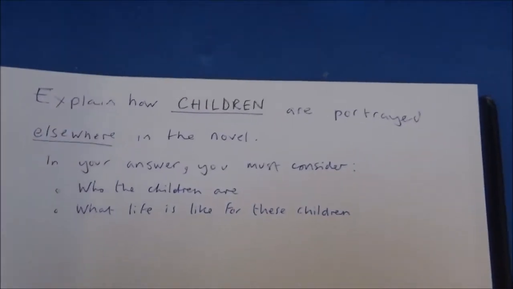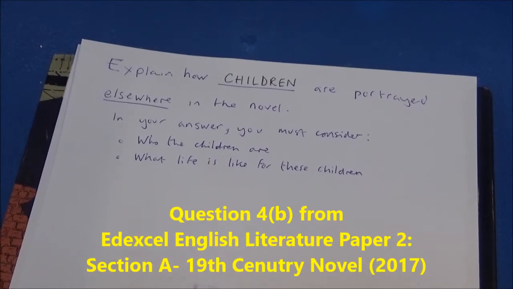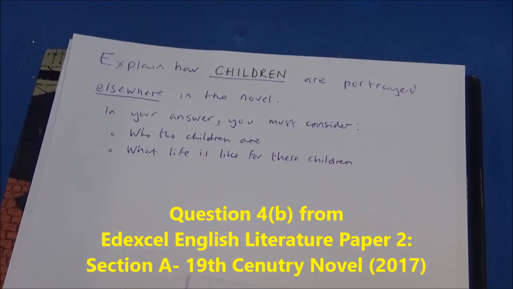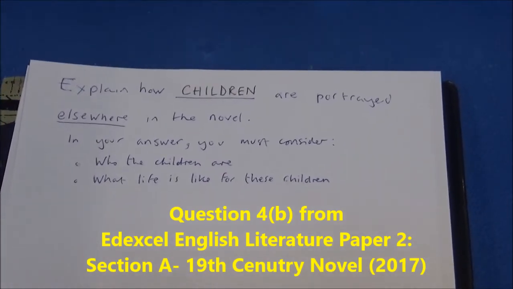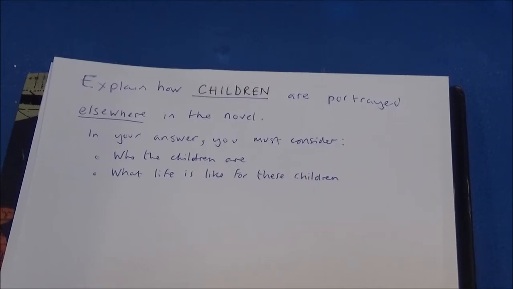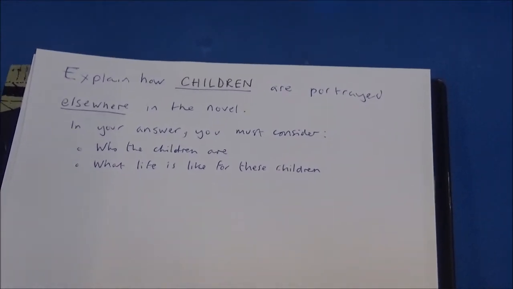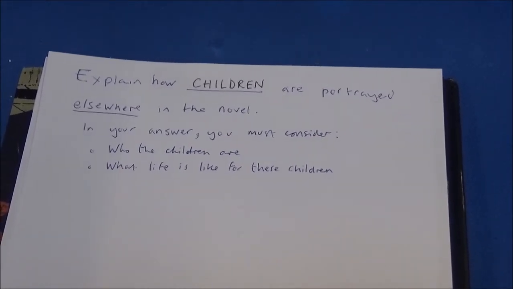Now, this is the question from the 2017 exam. This was slapped in front of students last year by the examiner, like the dead-eyed sadist he is. Explain how children are portrayed elsewhere in the novel. In your answer, you must consider who the children are and what life is like for these children. Now, hopefully, you're looking down the barrel of that question. Horrible question though it is.